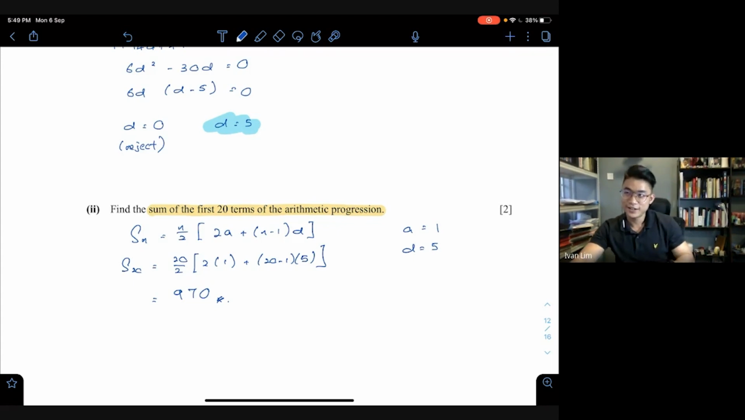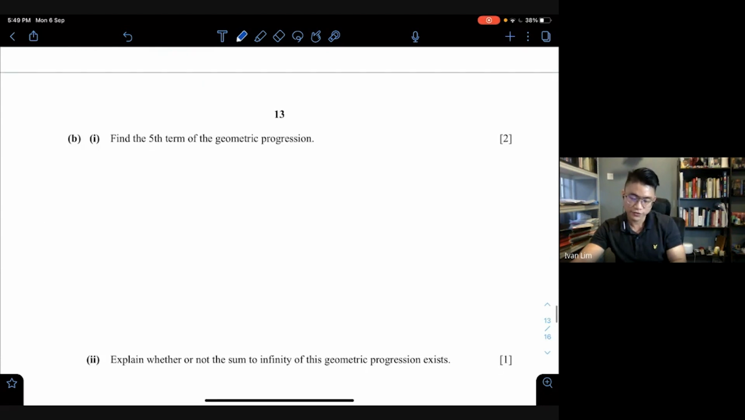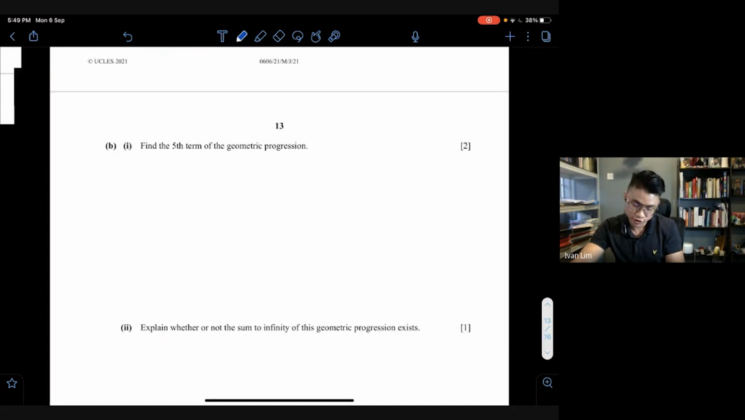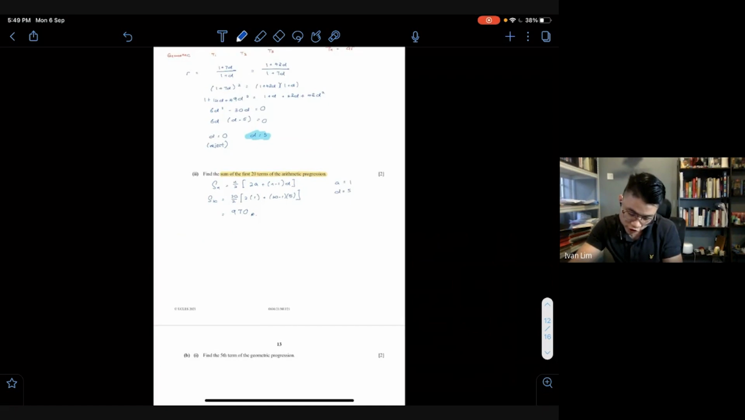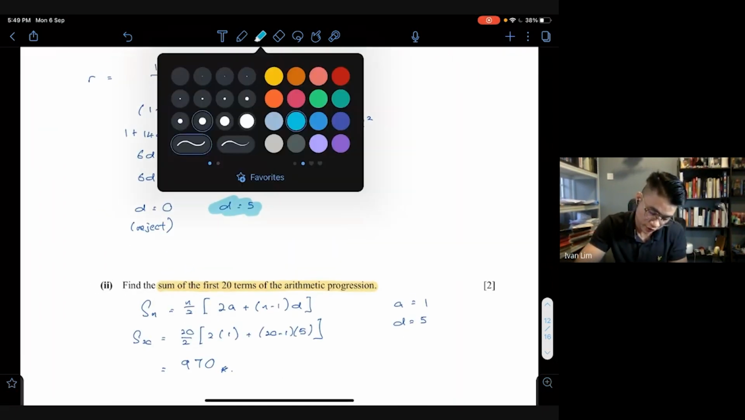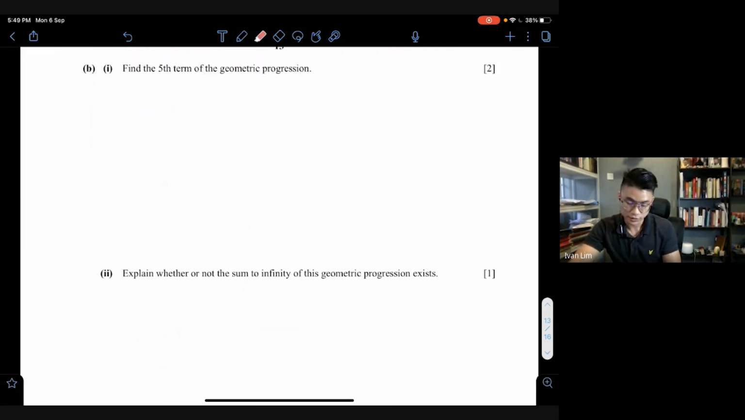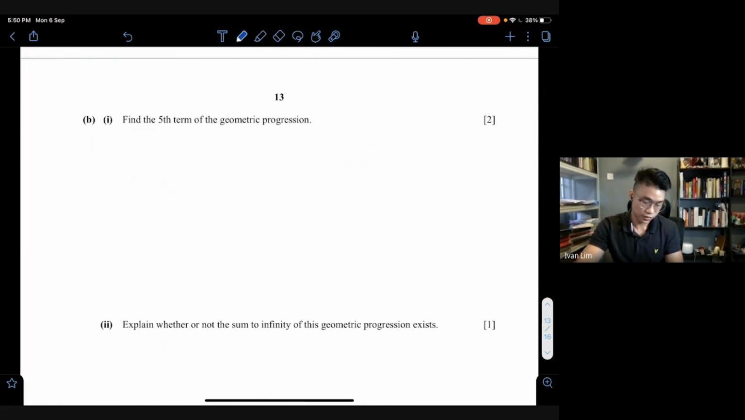Okay, all right, let's move on to B1. Find the fifth term of the geometric progression. So geometric progression, just now we got the R value here, right? Now we want to use the R. R is equal to (1 plus 7d) over (1 plus d). Okay, so let's use this one.